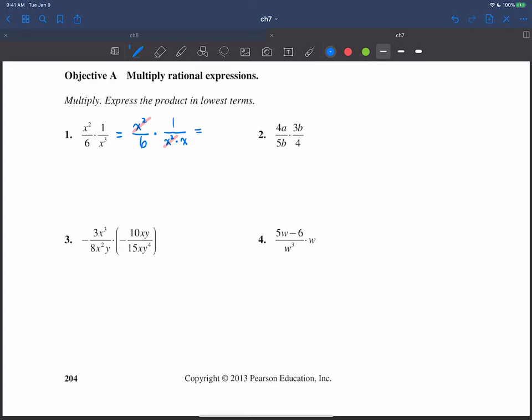And then you write down what's left. On the top, we have a 1. On the bottom, we have 6x. And that's simplified.